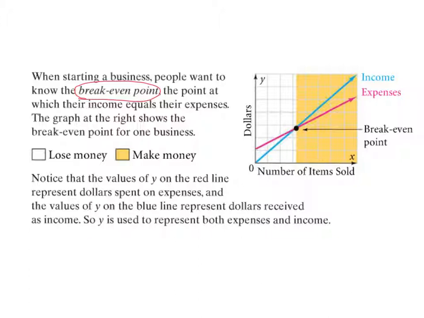expenditures back. The graph at the right shows the break-even point for a business. You'll notice the red is expenses. So we start off with quite a bit of expenses, and then they start making money. Everything in the white is where they've lost money. Once you hit the break-even point, you hit zero. Anything after that, you make money. Notice that the values of Y on the red line represent dollars spent on expenses, and the values of Y on the blue line represent dollars received in income. So Y is used to represent both income and expenses.